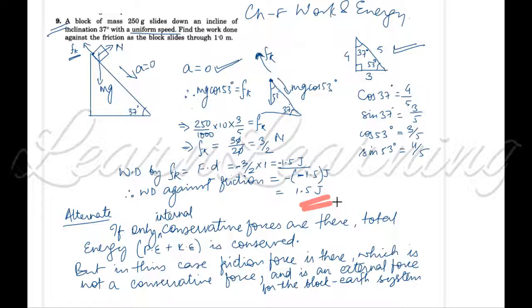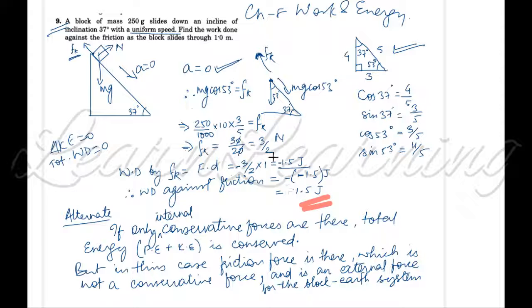Now, why we do this also has a reason. Since there is no change in kinetic energy, we know that the total work done is equal to 0. That means the work done by the frictional force and the work done against the frictional force will be equal and opposite, so they will be minus of each other. So that's why our work done against the friction force will be equal to 1.5 joules.